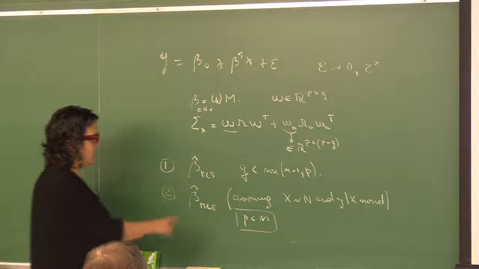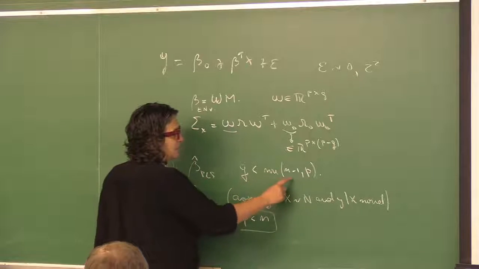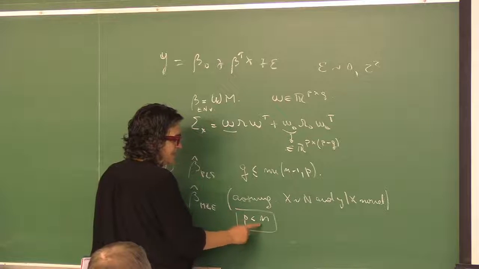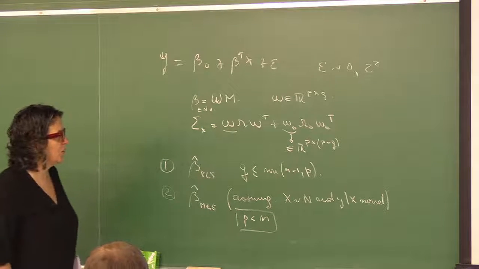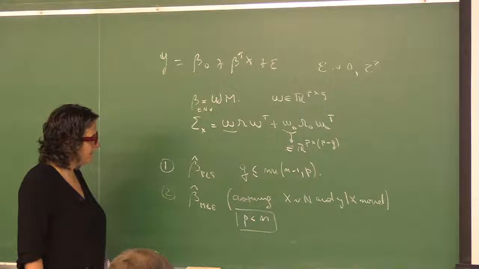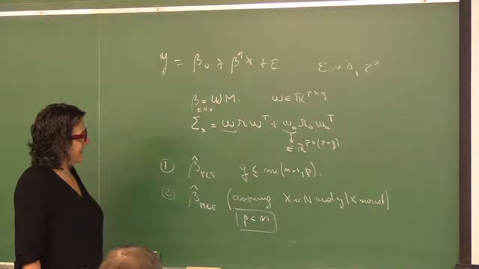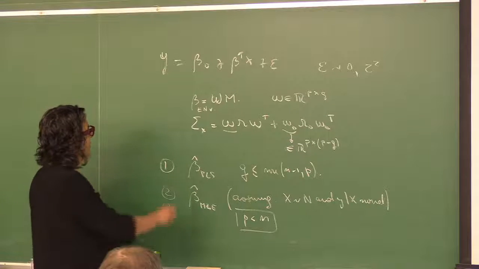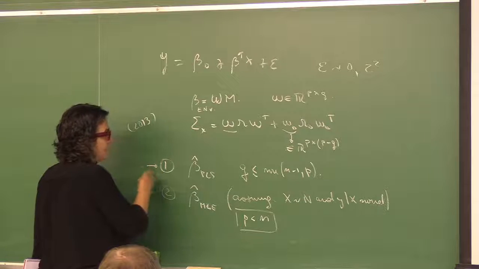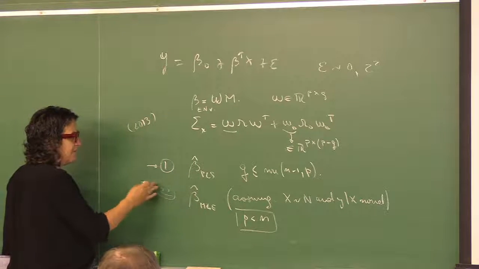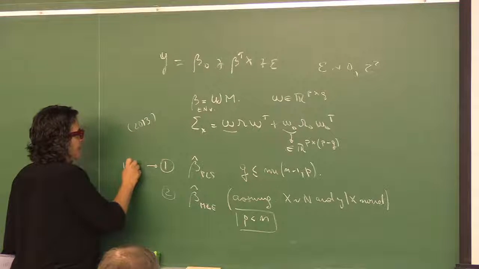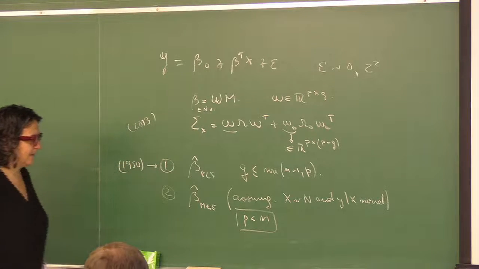This we can compute always if Q is less than the minimum between N minus 1 and P, and here we can compute this if P is less than N. Of course, Q is always less or equal than P, and this is why I don't put anything about Q. And I told you this is from 2013. Of course, for this estimator, we didn't know what it was estimating, but it was known from the 50s, more or less.